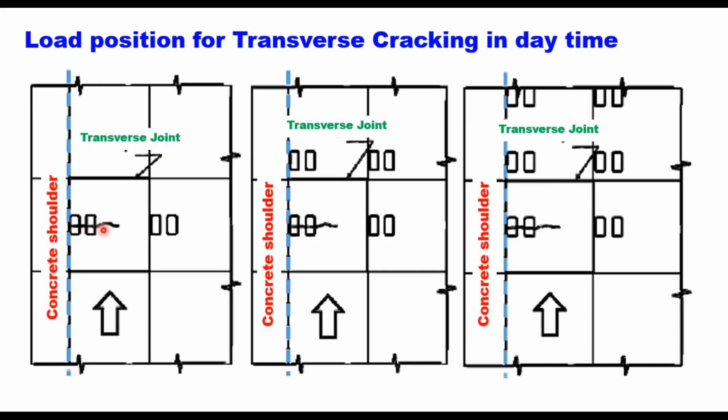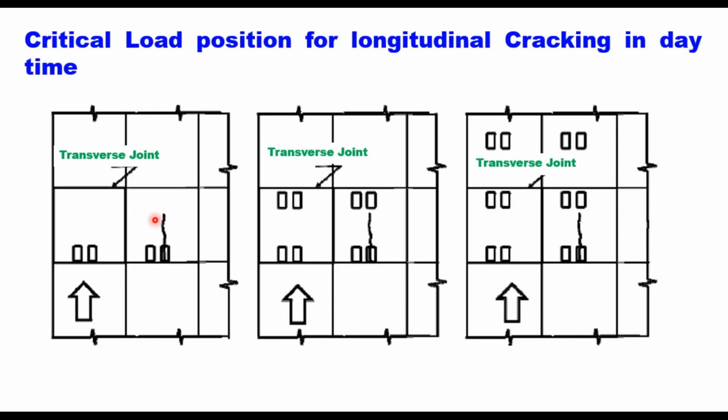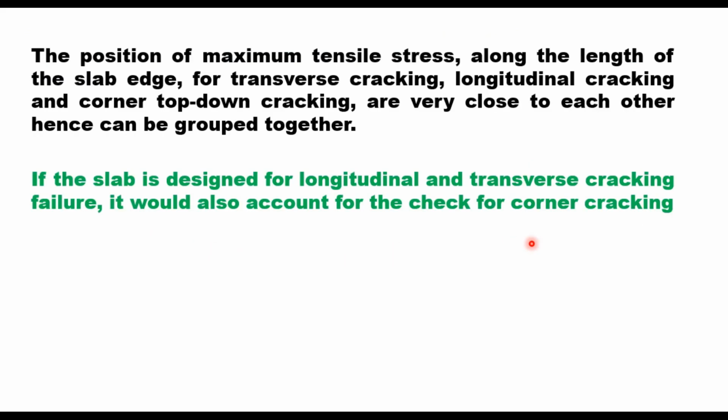Tire imprints are considered tangential to the longitudinal edge for transverse cracking, and tangential to the transverse joint or transverse edge for longitudinal cracking. Single axle load causes the highest stress, followed by tandem and tridem axles. The position of maximum tensile stress along the length of the slab edge for transverse cracking, longitudinal cracking and corner top cracking are very close to each other and therefore can be grouped together.